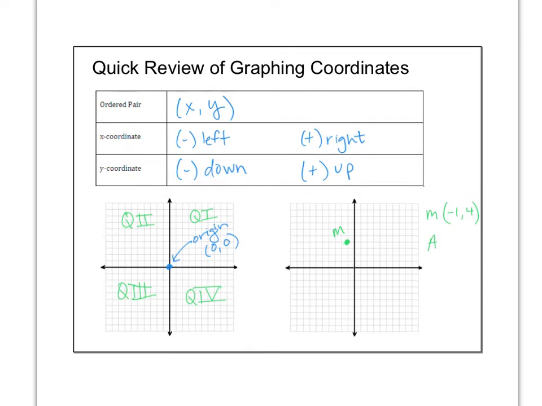Let's try another one. Let's try A at 3, 0. So that means go which way? Goes right 3 and up 0. So it should be right here, and I'll put a letter A by it, point A. Let's do one more. Let's say T is at -4, -5. That means go which way? Left 4, so 1, 2, 3, 4, and down 5, 1, 2, 3, 4, 5. It would be right here. There's T.